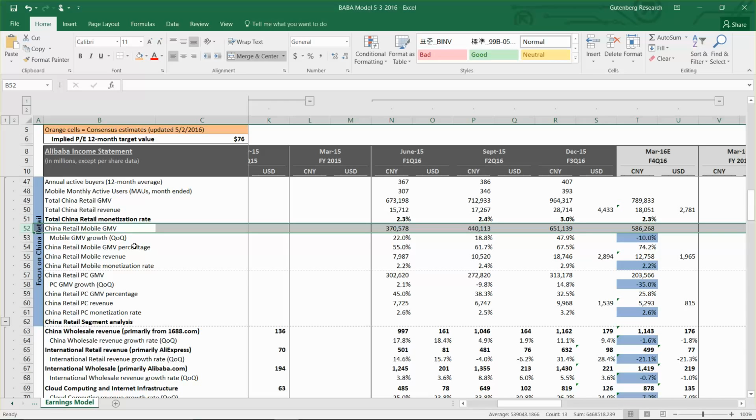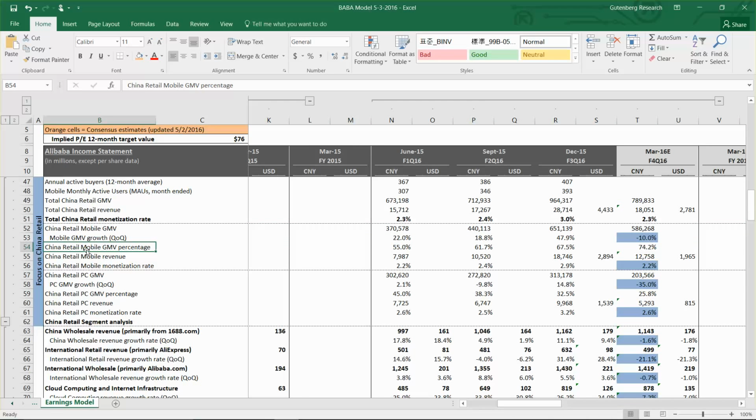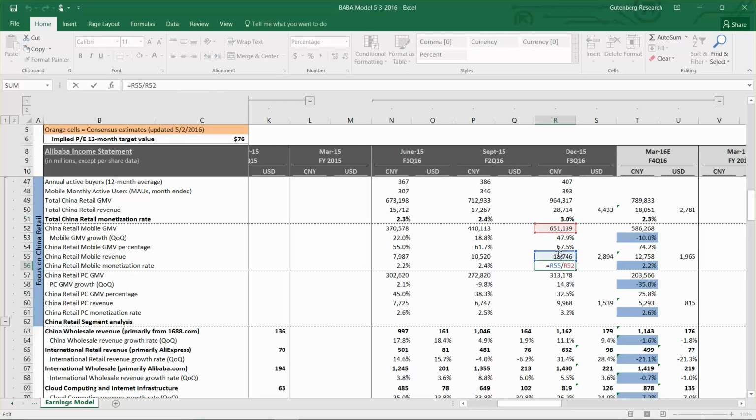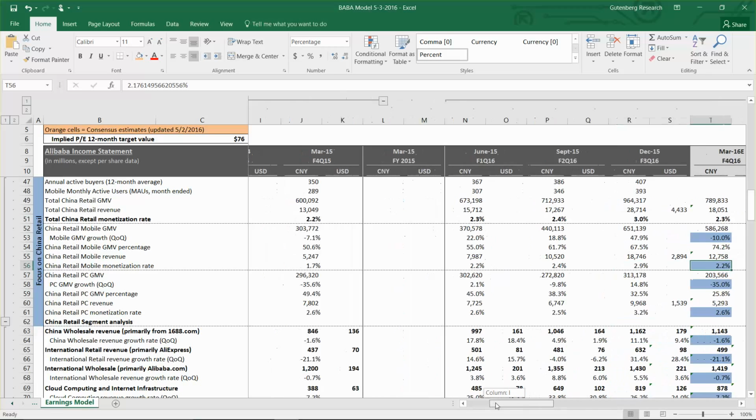Then the other side of the earnings for the China retail business is the monetization rate. The monetization rate is just the actual revenue divided by total GMV. So as user engagement increases and Alibaba is able to capture more of the actual sales for all of these products and all of this GMV, their overall revenue is going to increase. That's a trend that we've been seeing over the past couple of quarters and that we would expect to see going forward as well.